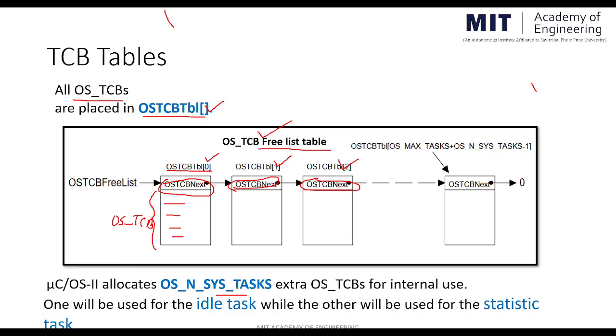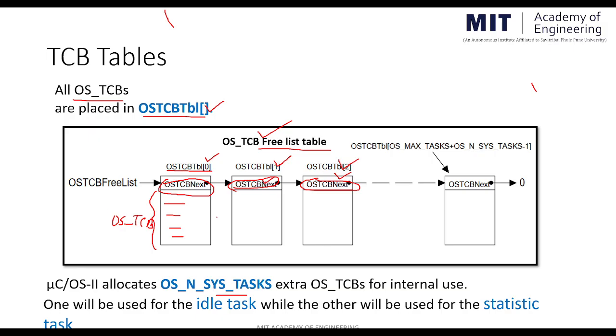OS TCB table of 1, this location has the address of the table of 2, so that all the TCB tables are connected with each other in a singly linked list manner. Actually, the previous address is also stored here. There are the two variables we have seen in the last video. In the structure, there are the two variables: OS TCB next, which stores the next address of the TCB, and OS TCB prev, which stores the previous address. So this is a formation of the doubly linked list table.